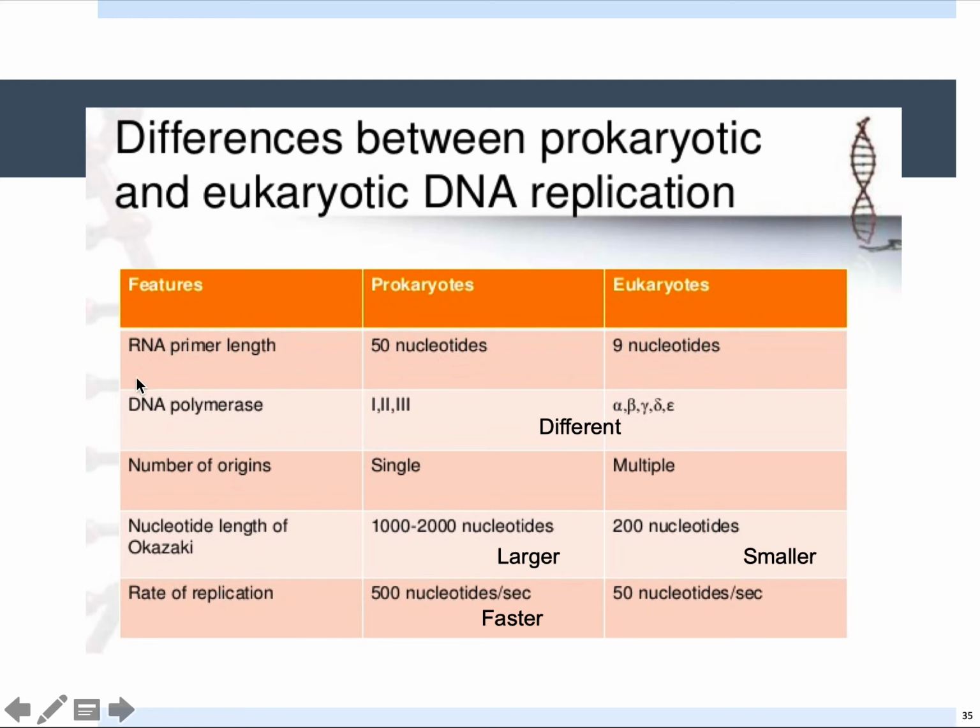Very, very amazing. These are some differences between replication in prokaryotes and eukaryotes. And so some of that is the number of origins, as I've alluded to. You have a single origin in prokaryotes, you have multiple in eukaryotes. Replication is way faster. You have larger Okazaki fragments in prokaryotes. You have smaller ones in eukaryotes.